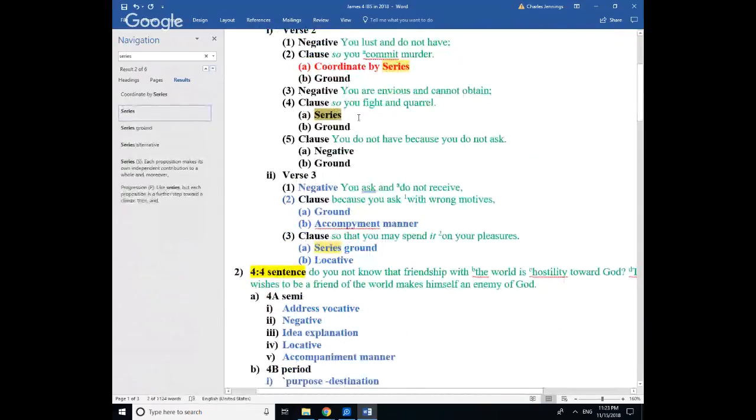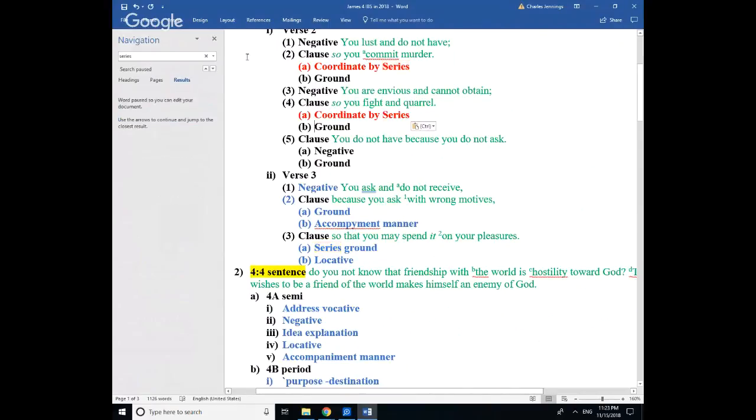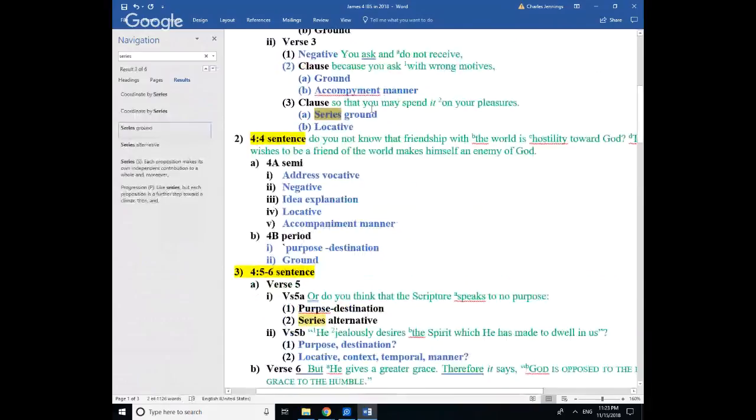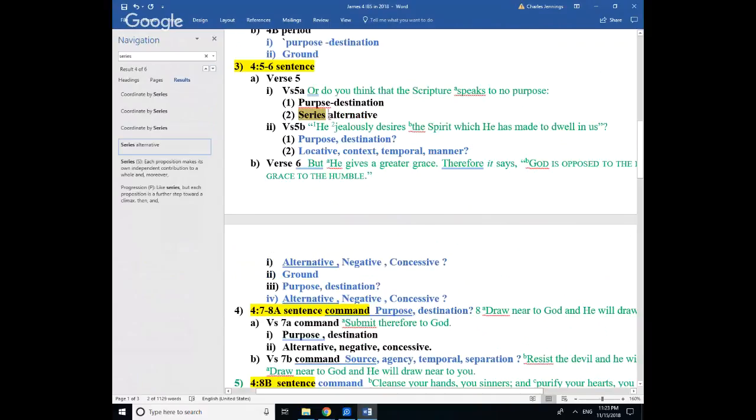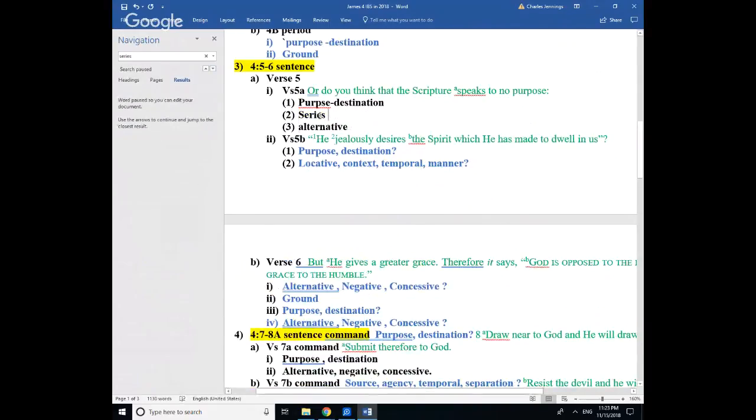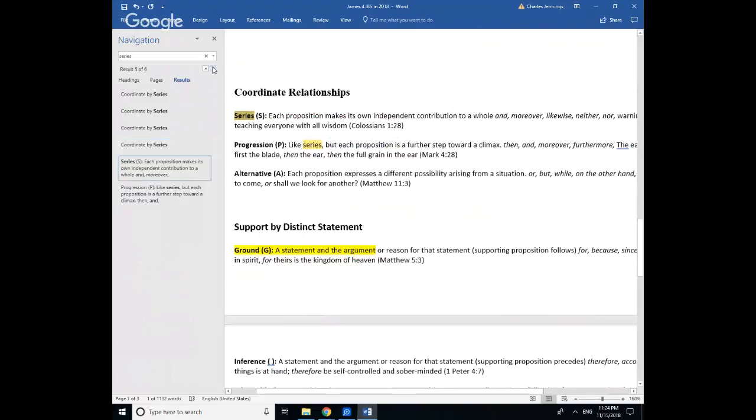So let's go to the next series. And then we're just going to copycat. Now this one you can have the option of ground, so we'll just make that a third point. Okay, coordinate by series. Here this one has alternatives, so we'll put that there. I think that's an option as well. Okay, good. That's it. Now let's do progression.